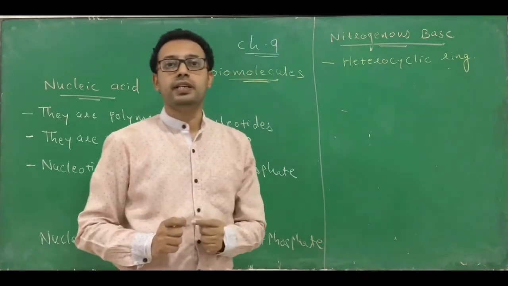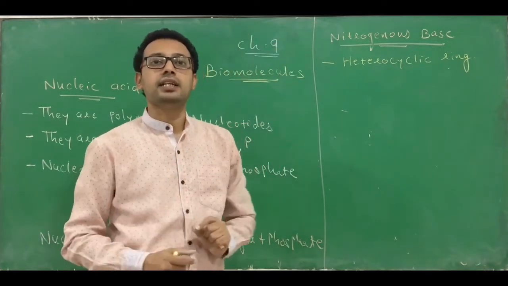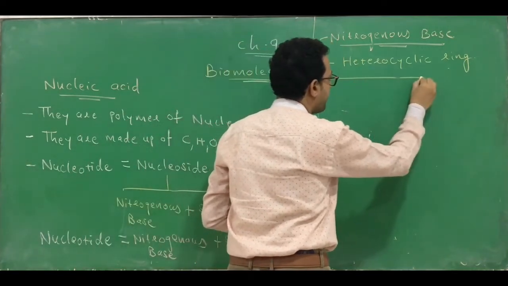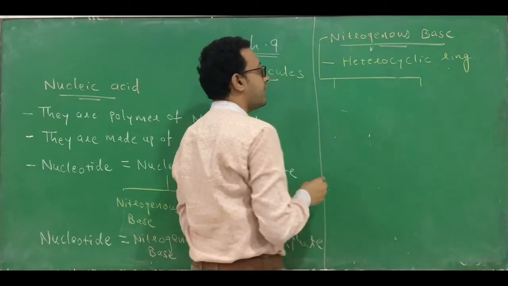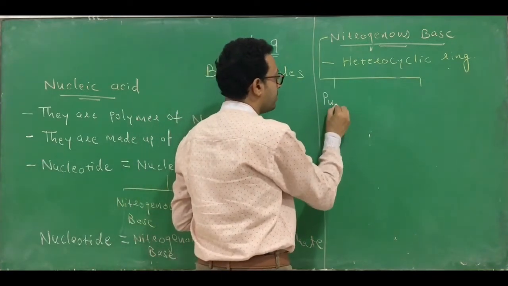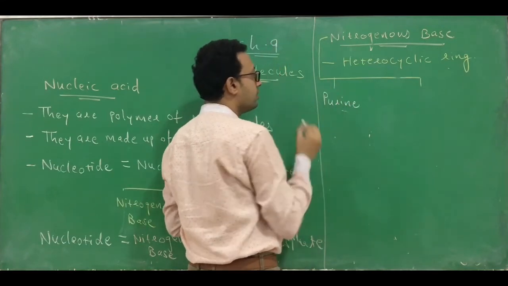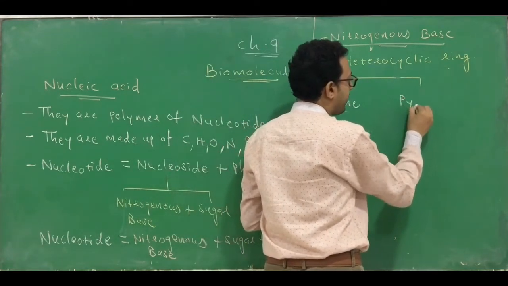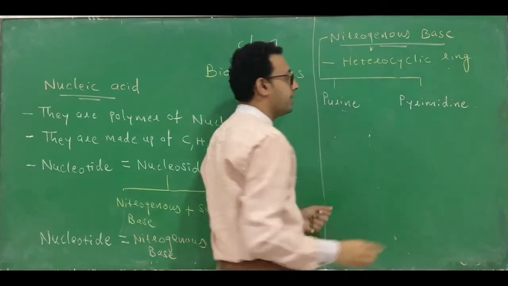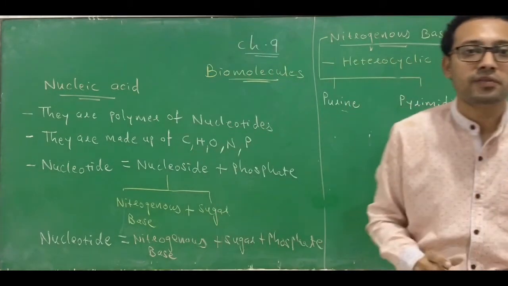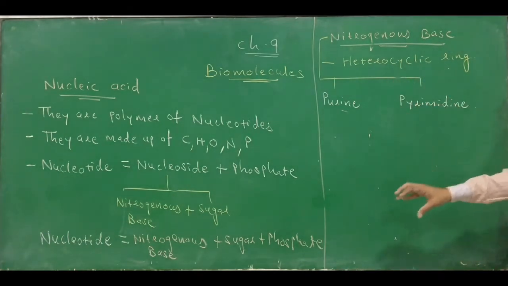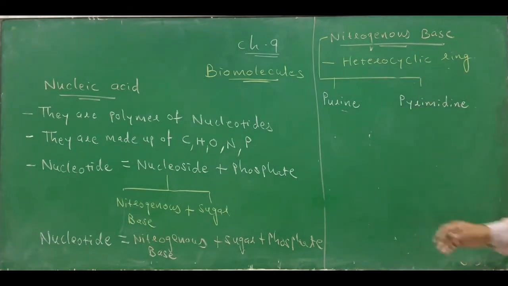So a nitrogenous base is a heterocyclic ring-containing compound, and nitrogenous bases can be divided into two types. The first category of nitrogenous base is purine, and the second category is pyrimidine. Clear? Remember, there are two types of nitrogenous bases, purine and pyrimidine.